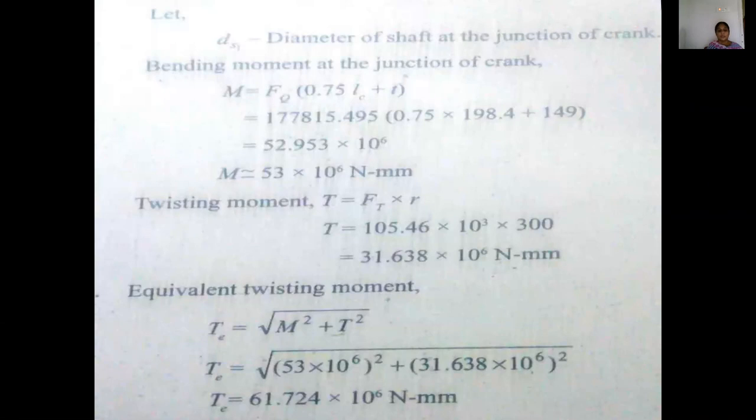Next, twisting moment. Twisting moment T is equal to Ft into R. T is equal to 1.5.46 into 10 cube into 300. And then T is equal to 31.6 into 10 to the power of 6 Newton per mm. Equivalent twisting moment, as usual, we know that root of x square plus y square. Write that root of M square plus T square. Equivalent twisting moment TE is equal to root of M square plus T square, which will be 61.724 into 10 to the power of 6.